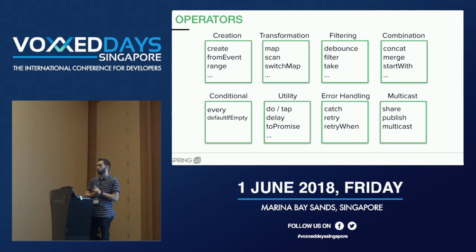But in between the producer and the consumer, we have seen that we can add or use some operators. We've seen the creation operators, but we also have transformation operators. I guess that you might be familiar with some of them, like map and scan and so on. Filtering as well, so filter, take, combination, conditional, utility, error handling, multicast. Actually, we have plenty of operators, and when you take a look at the operators, it might be overwhelming. There are so many operators that you cannot learn them all.